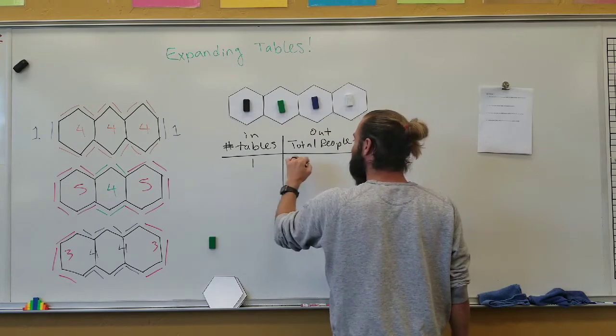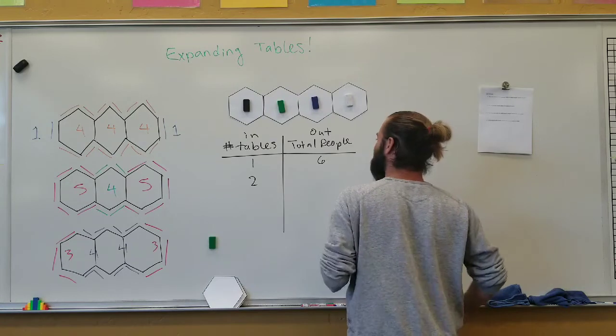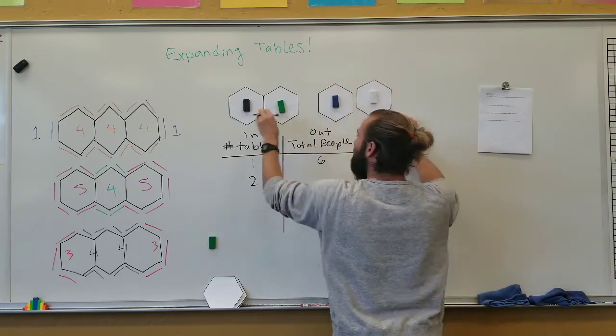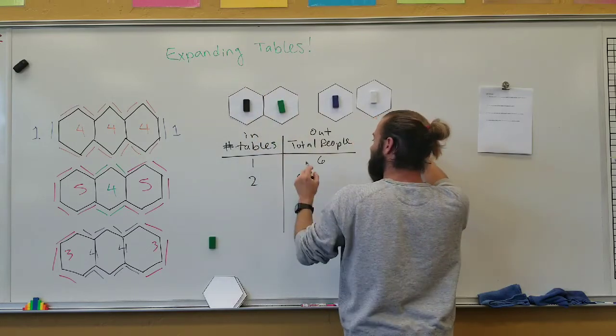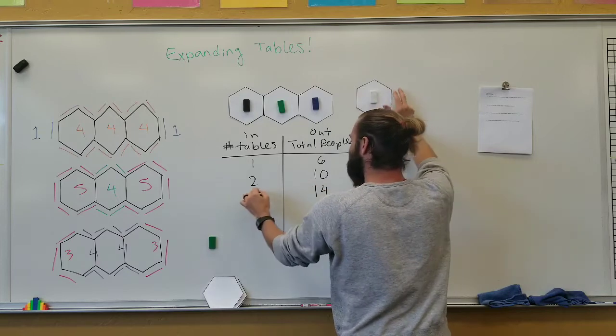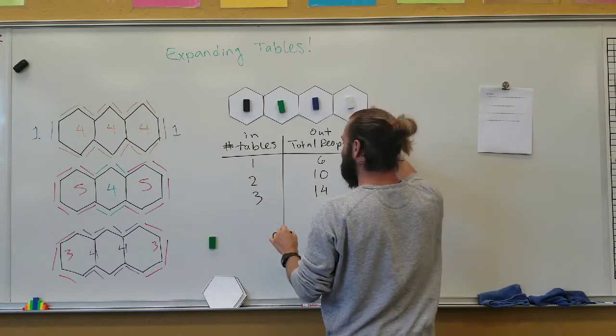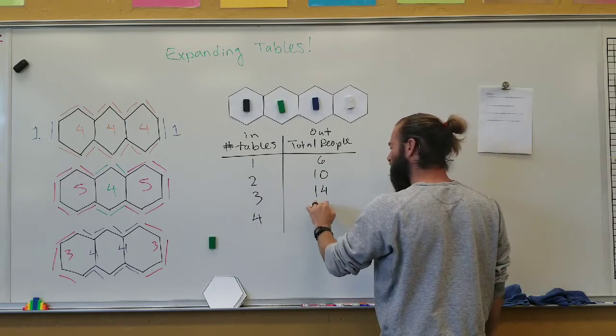So if I have 1 table, there's 6. If I had 2 tables, well, if we're going by what we said, or if we counted them up, we'd have 2, 4, 6, 8, 10, right? And then if you added this one on there, you could see we have 14 with 3 tables, which we found before. And then with 4 tables, it seems like we have 18.